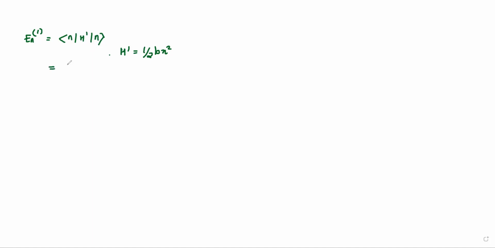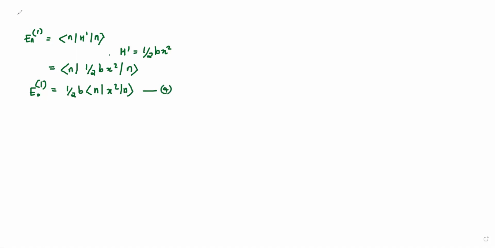Now this is equal to n half bx square n. Then b is a constant and half is a constant. We can take outside half b n x square n. So you can write it as, considering this is for the ground state energy, E0 of 1 is equal to half into b into n x square n. Let's consider this is equation number 4.